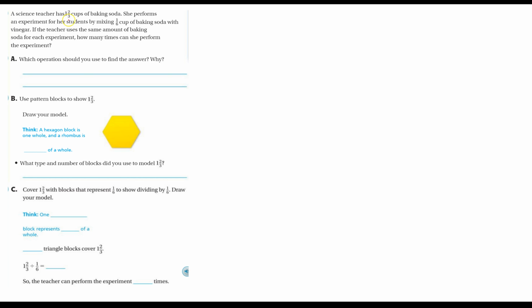A science teacher has 1 2/3 cups of baking soda. She performs an experiment for her students by mixing 1/6 cup of baking soda with vinegar. If the teacher uses the same amount, that's a key word, of baking soda for each experiment, how many times can she perform the experiment? That's our question. So, which operation should you use to find the answer and why?